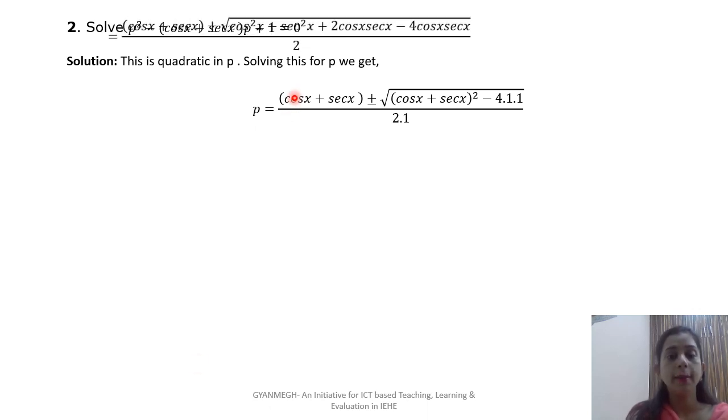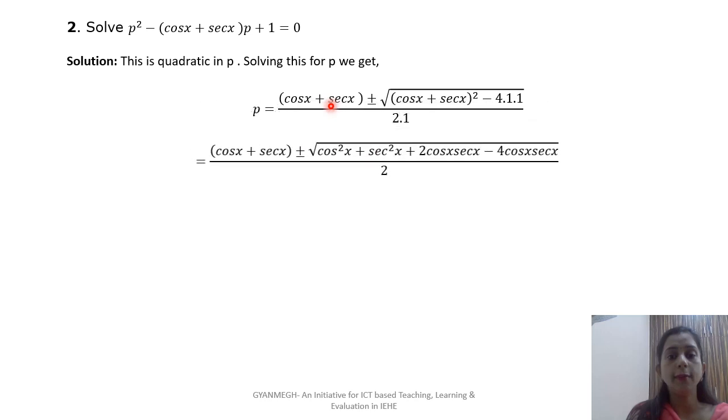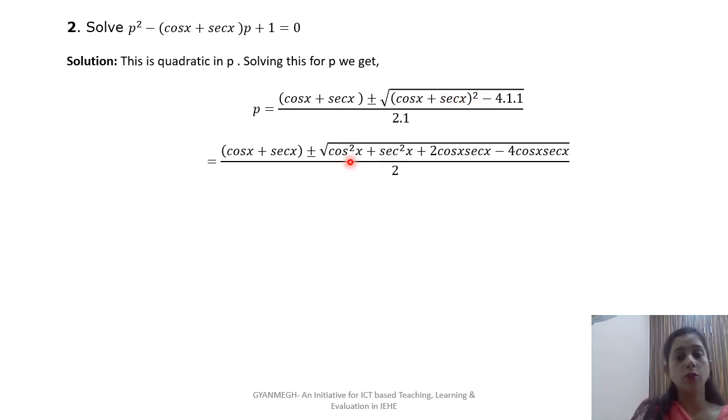So we will get p equal to (cos x plus sec x) plus minus under root of (cos x plus sec x) whole square minus 4 into 1, upon 2 into 1. This is the formula which you have read in the previous classes. Now we will simplify this. (cos x plus sec x) whole square, I can write as cos square x plus sec square x plus 2 cos x sec x, after we open this using the formula for (a plus b) whole square. Into, now this is 1, so 1 can be written as cos x into sec x. They will cancel each other, and we will get 1 over here.